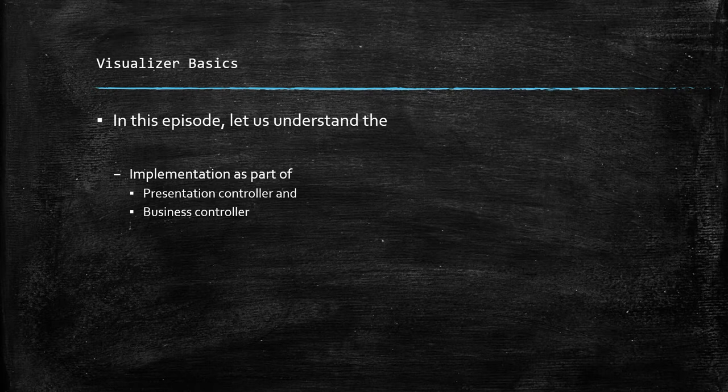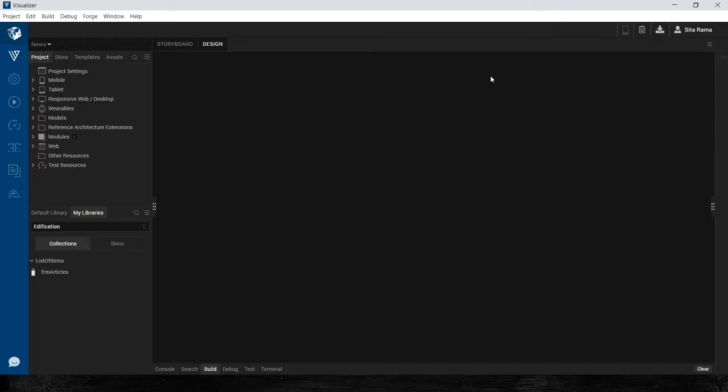In the previous few episodes, we have looked at how we have created the UI for this project and the implementation which we have made as part of the form controller associated with the FRM articles form in this project. Without further ado, let us look at the implementation that we have made as part of the presentation controller of the news module present as part of this project.